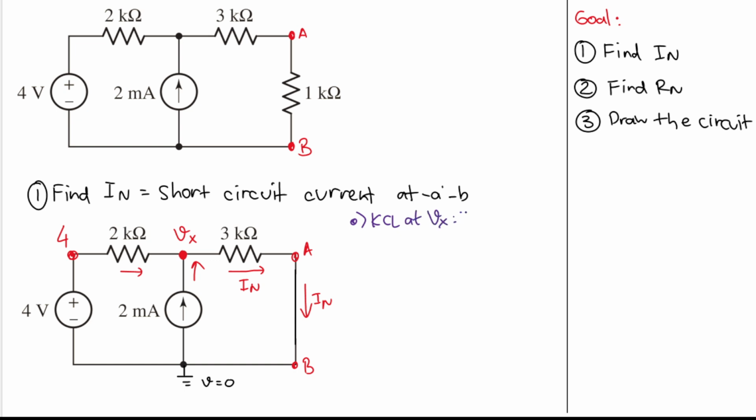KCL says that the sum of the currents that go in equals the sum of the currents that go out. Here there are two currents that go in, this one and that one. This one is equal to (4 minus Vx) divided by 2, where 4 is the node the current comes from, and Vx is the node the current goes to, divided by the resistance between them, 2 kilo ohm. And then the other current going in is the current source, so I will have 2 in there.